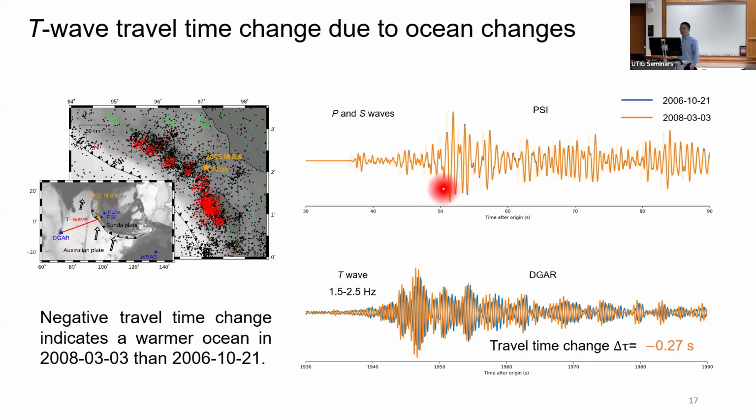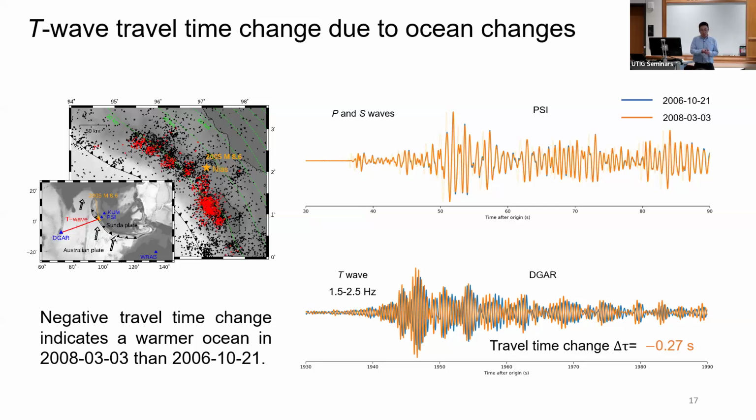And on the right, the top figure shows the P and S waves recorded by a local seismometer, PSI here. You can see their waveforms are very similar to each other. And there is also a hidden seismogram here. You can see it does not match with the blue line, and this is due to origin time error. What we can do is shift the seismograms to make them match each other.